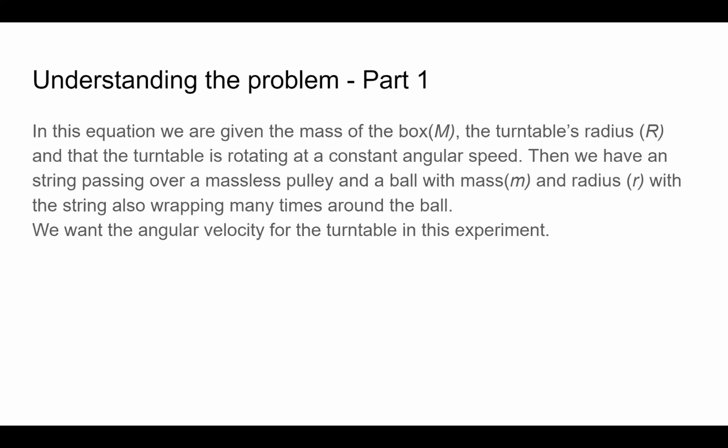Understanding the problem, part 1. In this problem, we are given the mass of the box m and the turntable radius big R. And the turntable is rotating at a constant angular speed. Then we have a string passing over a massless pulley and a ball with mass little m and radius little r, with the string also wrapping many times around the ball.